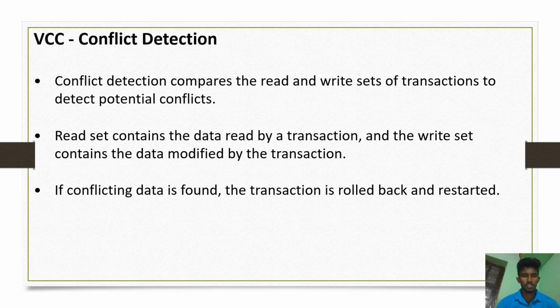The next one is validation concurrency control conflict detection. Conflict detection compares the read and write sets of the transactions to detect potential conflicts. The read set contains the data that was read by the transaction, and the write set contains the data that was modified by the transaction. If conflicting data is found, the transaction is rolled back and restarted.